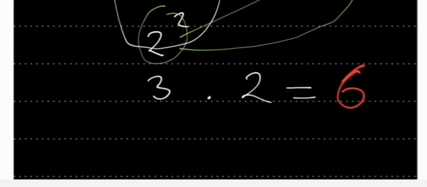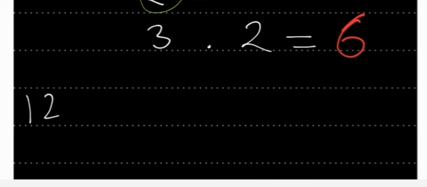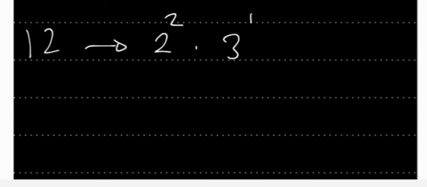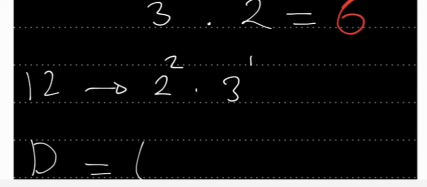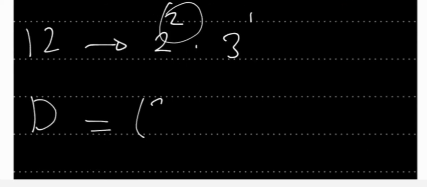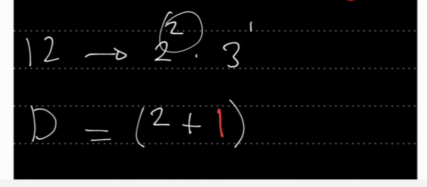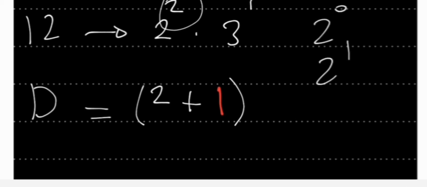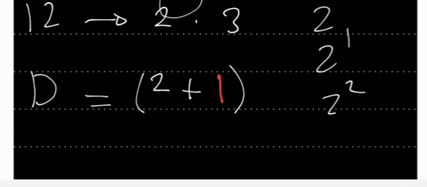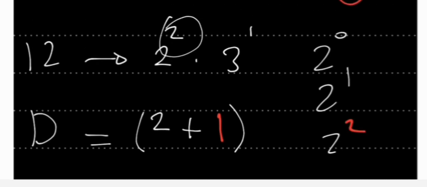So look, in the case of 12, it was 2 to the second multiplied by 3 to the first, right? So what did we do? The number of divisors was equal to this exponent, 2, plus 1. Why plus 1? Because we have 2 to the 0, 2 to the 1, and 2 to the 2. So this exponent was 2 over here.